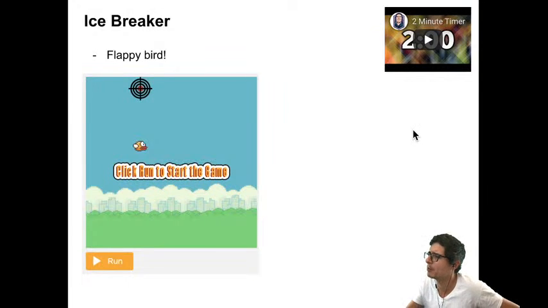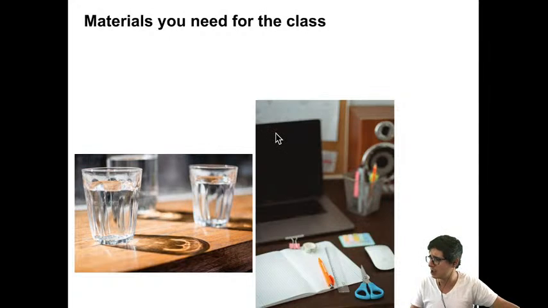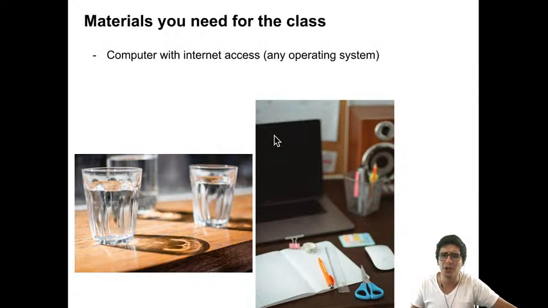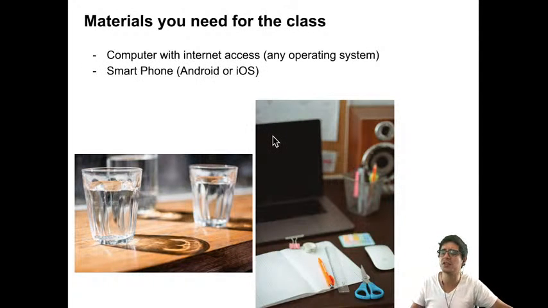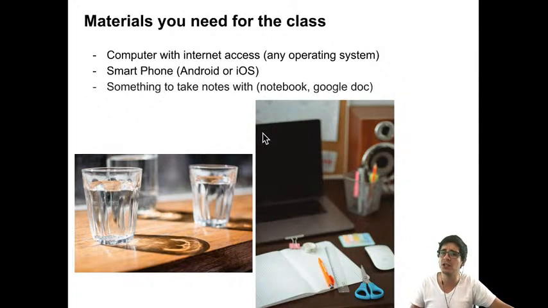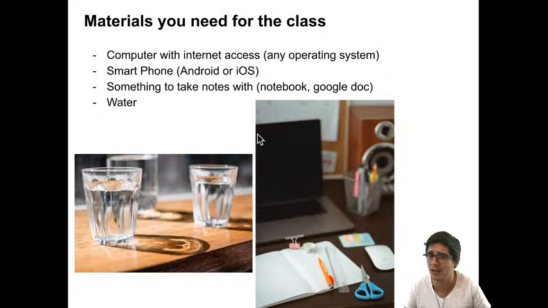I hope some of you had some fun with Flappy Bird, because you got a chance to make Flappy Bird if you jumped in a little early and did the little Do Now there. It's a pretty cool little setup for creating Flappy Bird. The materials that you need for this class are pretty simple. You're going to need a computer with internet access, any operating system. You're going to need a smartphone of some type. You're going to need to take notes, because that's how you remember things better. And you're going to need some water, because your brain is going to do a lot of work, and water is what helps our brain survive. So that's the materials for the day.